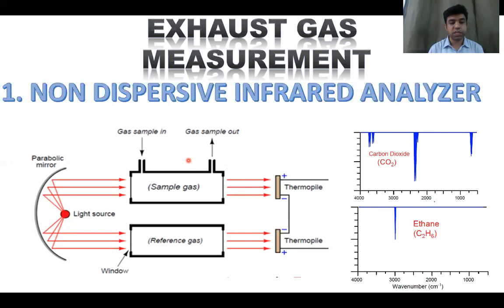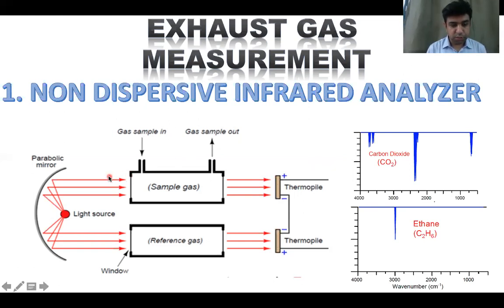Let us first understand the construction part, then we will understand the working. As seen in the figure, we have one light source from where the infrared light is passed. That light is passed on to a parabolic mirror or reflector. From the parabolic reflector, it passes through two different containers. One has the sample gas, another has a reference gas. The gas temperature is measured with the help of a thermopile. This is the simple construction of it. Now let me elaborate the working part of the non-dispersive infrared analyzer.